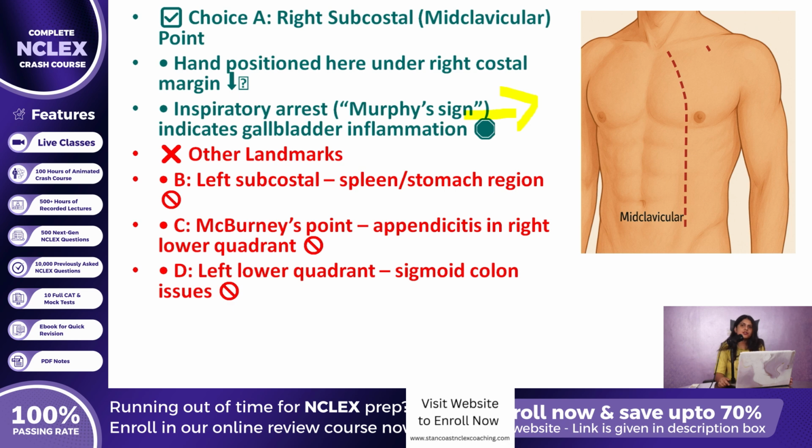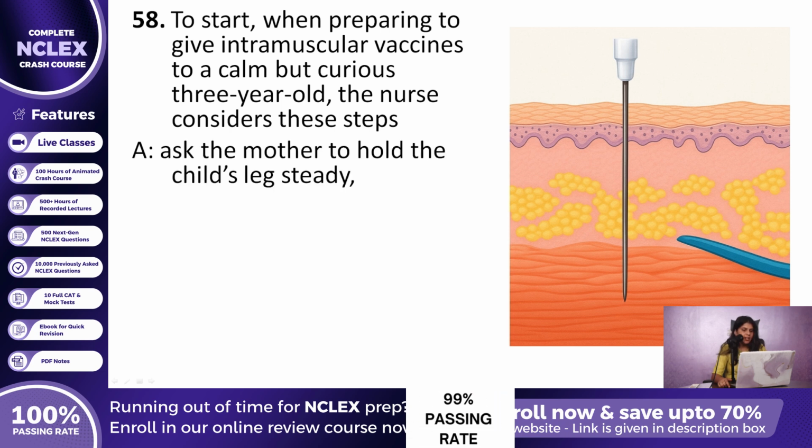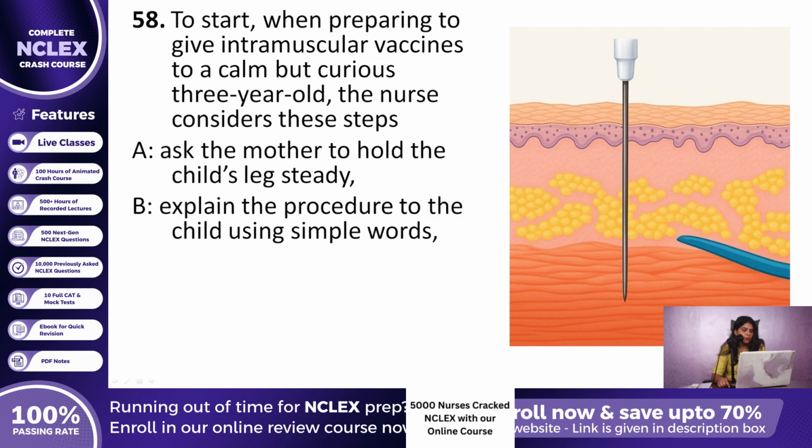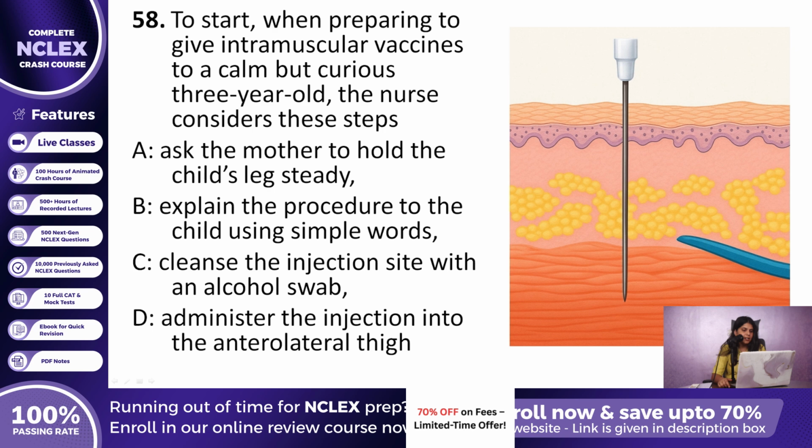Question 58. To start, when preparing to give intramuscular vaccines to a calm but curious 3-year-old, the nurse considers these steps. A. Ask the mother to hold the child's leg steady. B. Explain the procedure to the child using simple words. C. Cleanse the injection site with an alcohol swab. Or D. Administer the injection into the anterolateral thigh.